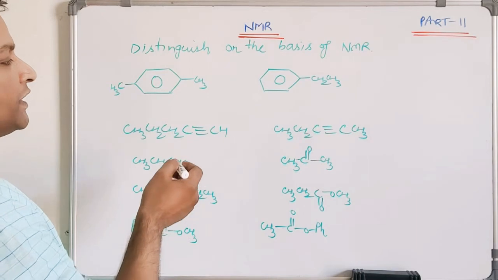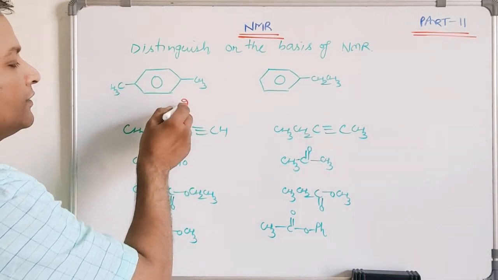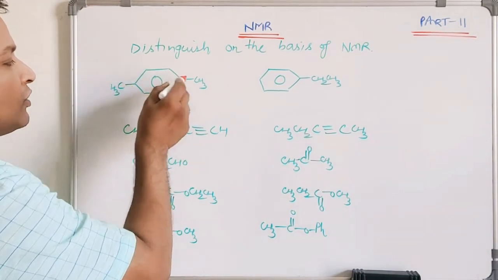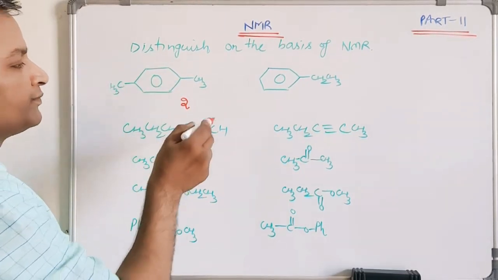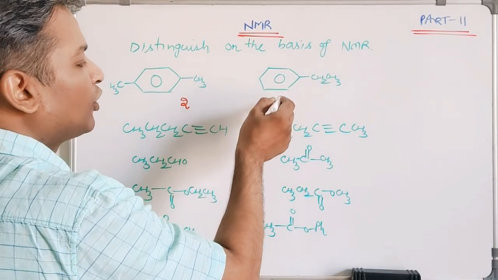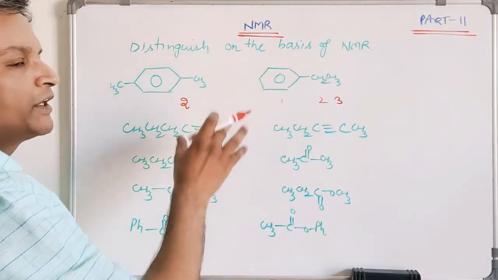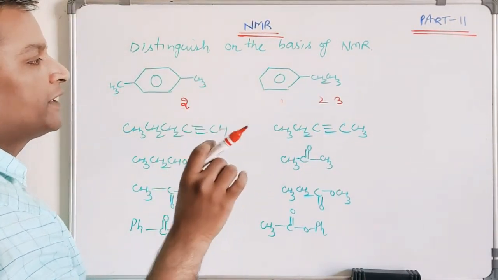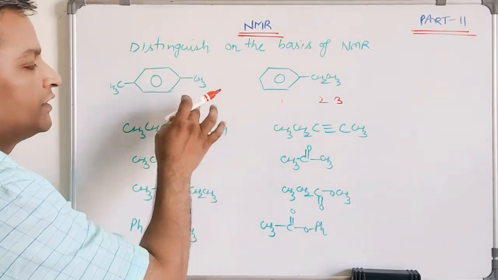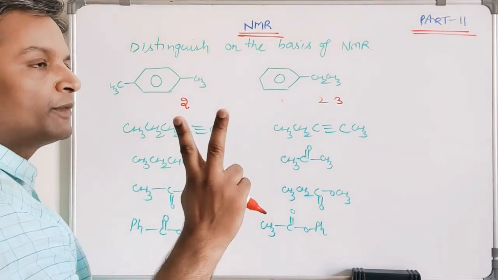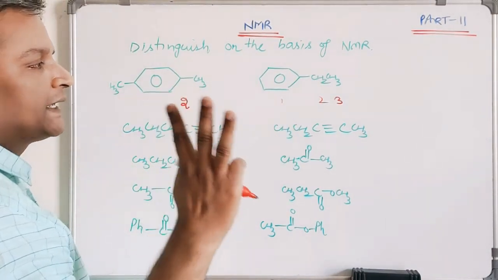You can see yourself that in this case there are only two environments, one for the methyl protons and one for this benzene ring system. And in this system there are three environments, 1, 2, 3. So these two can be easily explained. You will write that these two can be easily distinguished because this compound contains only two environments and this compound contains three types of environment.